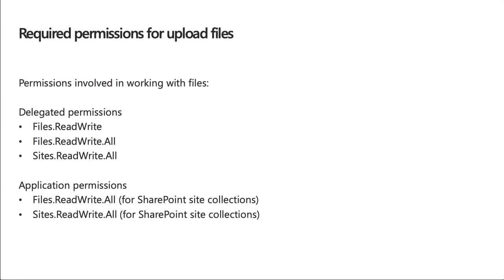Now, in order to upload files to OneDrive, you're going to need one of the following permissions. The specific permission required depends on the operation that you want to perform. The first three are delegated permissions: Files.ReadWrite, Files.ReadWrite.All, and Sites.ReadWrite.All. That last one is applicable to SharePoint sites. And then you can also have application permissions that a regular user can't grant, but an administrator will have to grant.